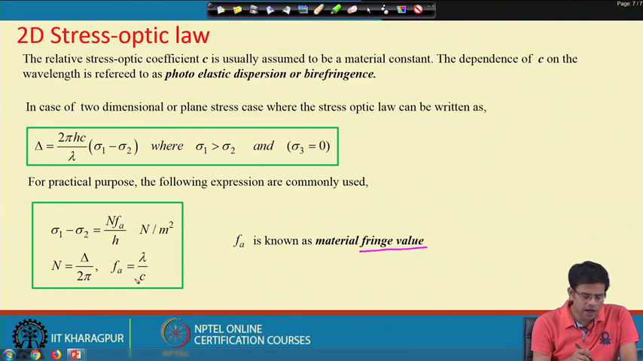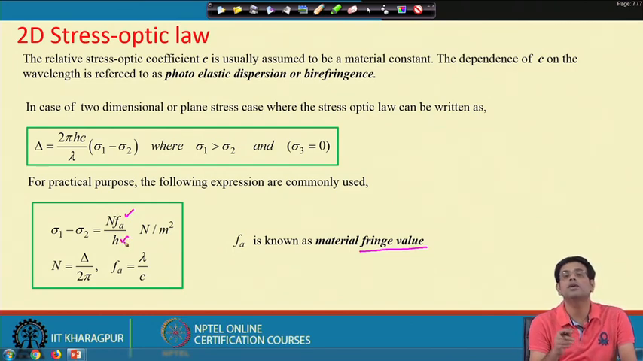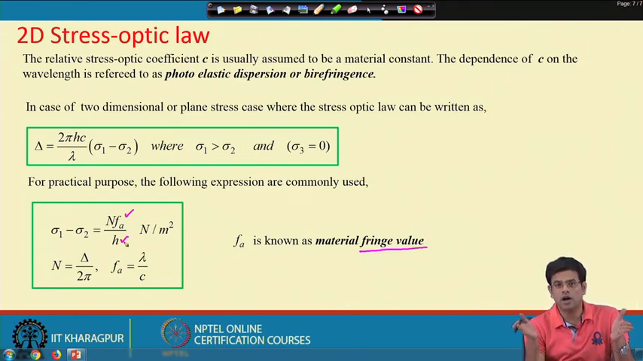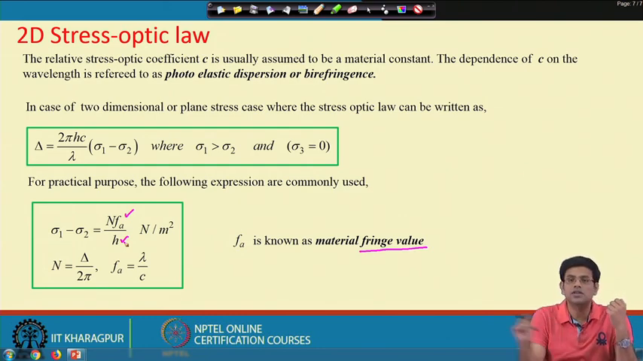Now, if we write this, sigma 1 minus sigma 2 equals n f sub sigma by h. Now, n is delta by 2 pi and f sub sigma is lambda by c, which is the material fringe value. So, if you know the material fringe value, if you know the relative angular phase shift, that means delta is the angular phase shift, delta by 2 pi, and if you know the thickness of the material, then you can calculate the relative change in the principal stresses, and with that you can find out the principal stresses in different directions. So, essentially this is the stress optics law that we require.